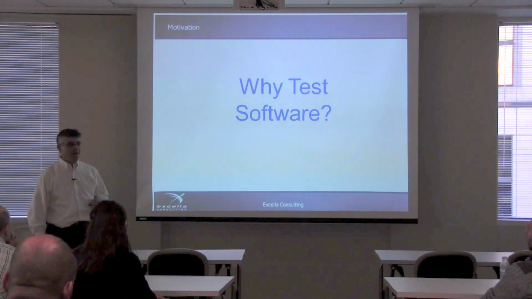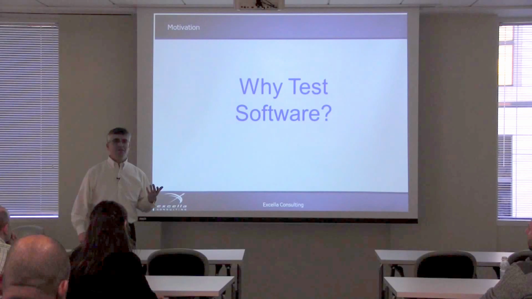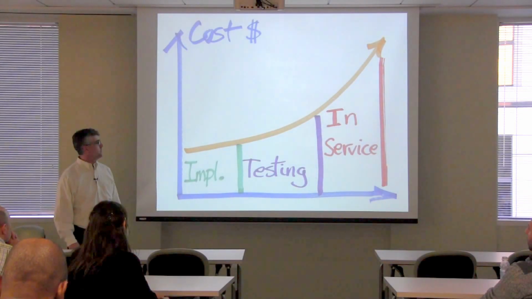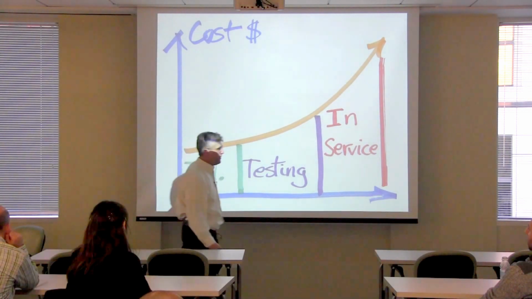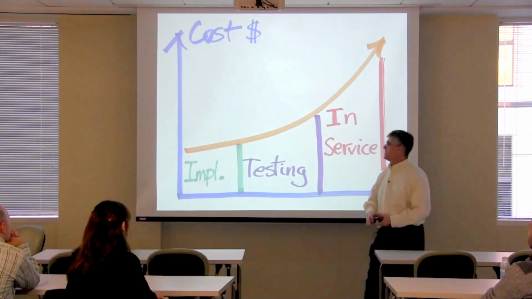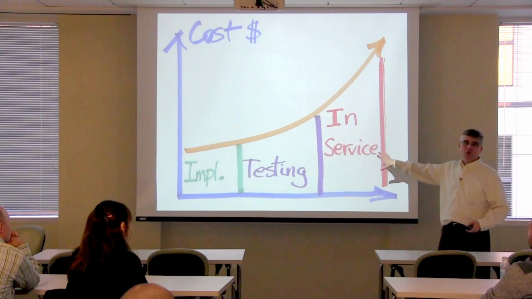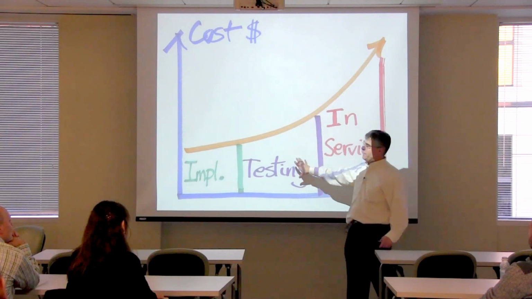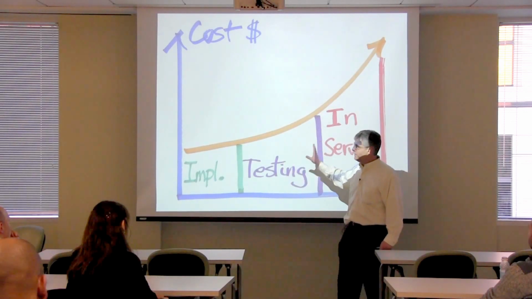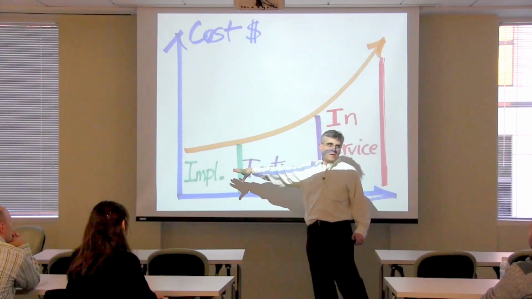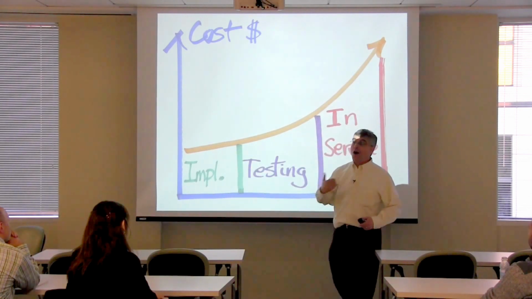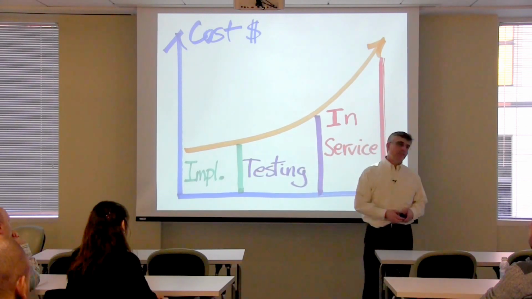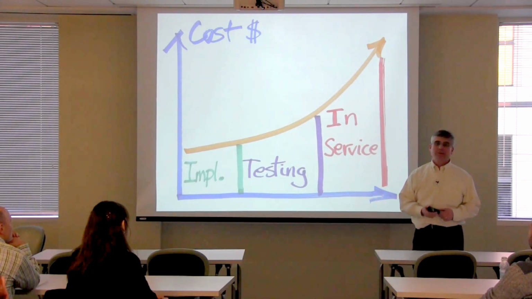So the first question I'd like to ask is, why are we testing software? Well, there's a classic curve that focuses on the idea that if you find defects while the software is in service, it costs a lot more to fix them. If you find them in testing before it goes out, it's cheaper. And if you find them in implementation, cheaper still. One of the things I often get asked is, why is it so much cheaper for the developers to find and fix their own problems?